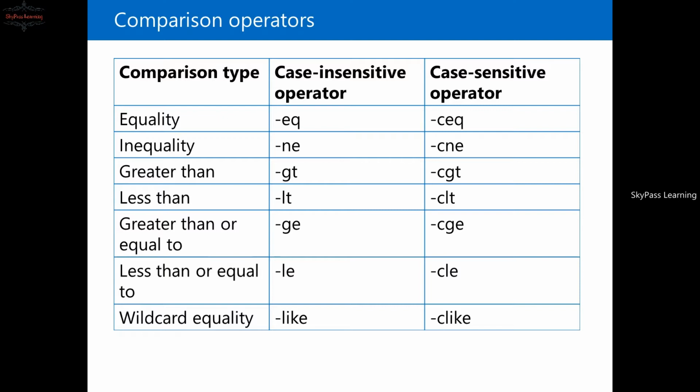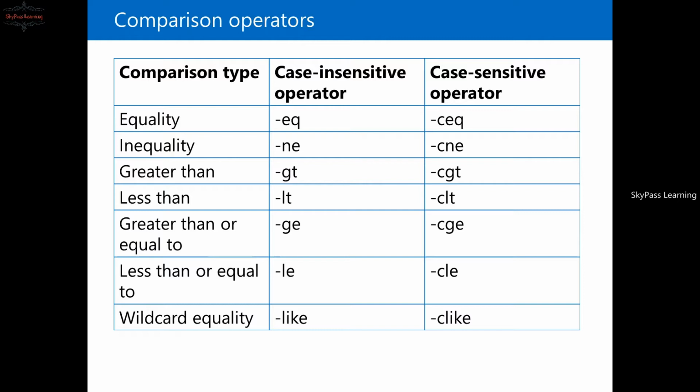For inequality, like not equal to, you can use hyphen NE. Similarly, greater than is GT, less than is LT, and greater than or equal to and less than or equal to are GE and LE. And one of them is used as a wildcard, that is considered as like.